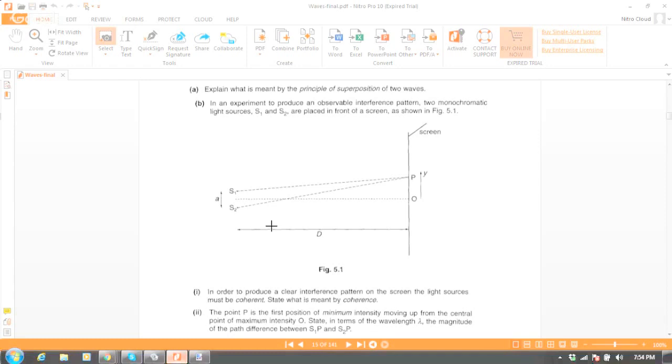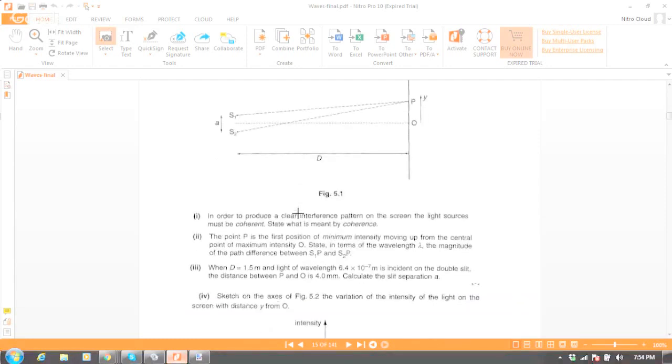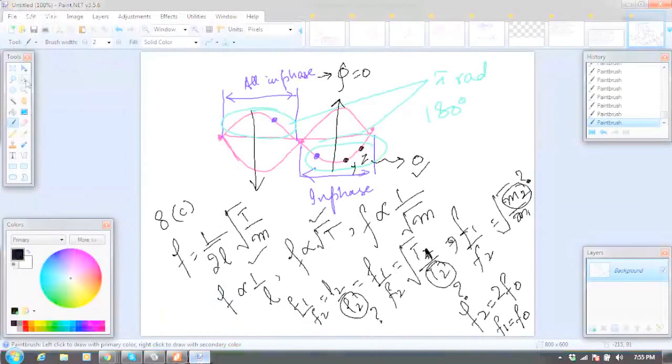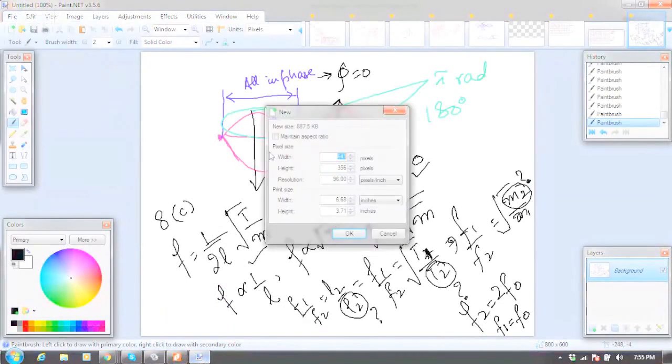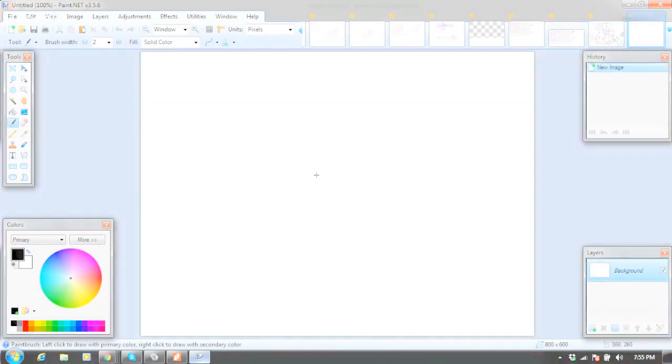Part B. In an experiment to produce an observable interference pattern, two monochromatic sources S1 and S2 are placed as in the diagram like this. This is O, this is P. In order to produce a clear interference pattern on the screen, the light sources must be coherent. What is meant by coherence? Coherence means if the sources are in phase, they should remain in phase. If the sources are out of phase, they should remain out of phase. Coherence actually means that the phase difference between them must remain constant. It shouldn't change. If it is 0 degrees phase difference, it stays 0; if it is 180 degrees phase difference, it stays 180.